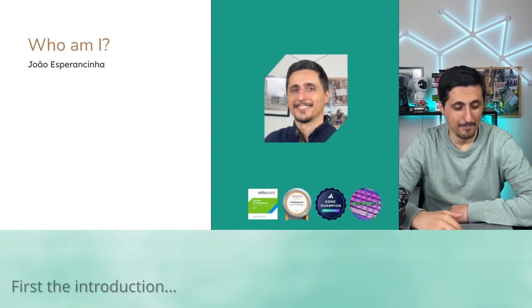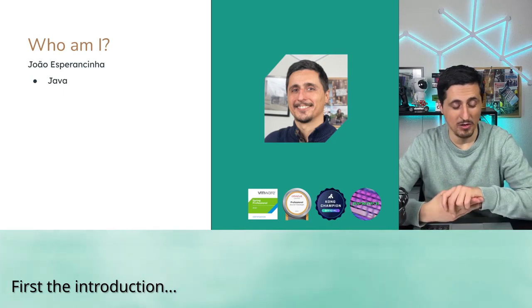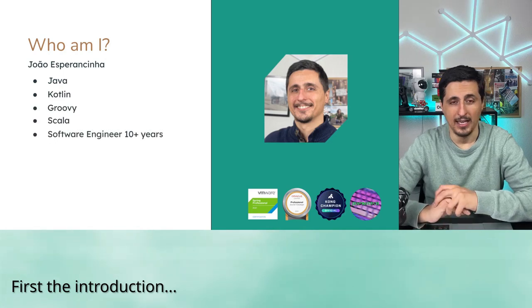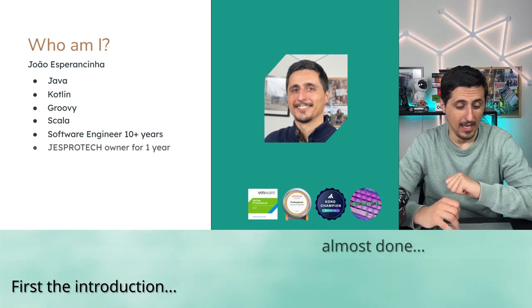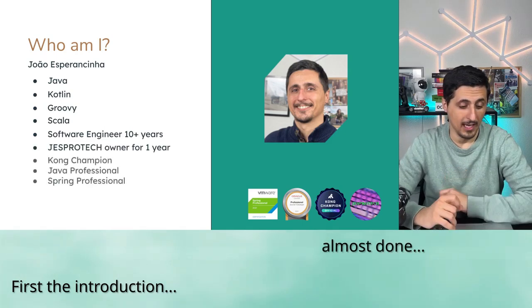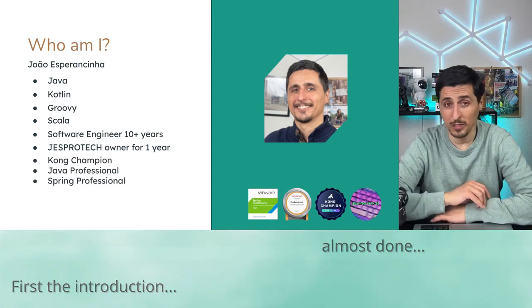So who am I? Let's start with the introductions. I am João Esperancinha. I'm a Java, Kotlin, Groovy, Scala developer, and I've been a software engineer for about 10 years. And I'm the owner of the Jasper Tech channel for about 1 year. I am a certified Kong champion, Java professional, and a Spring professional.